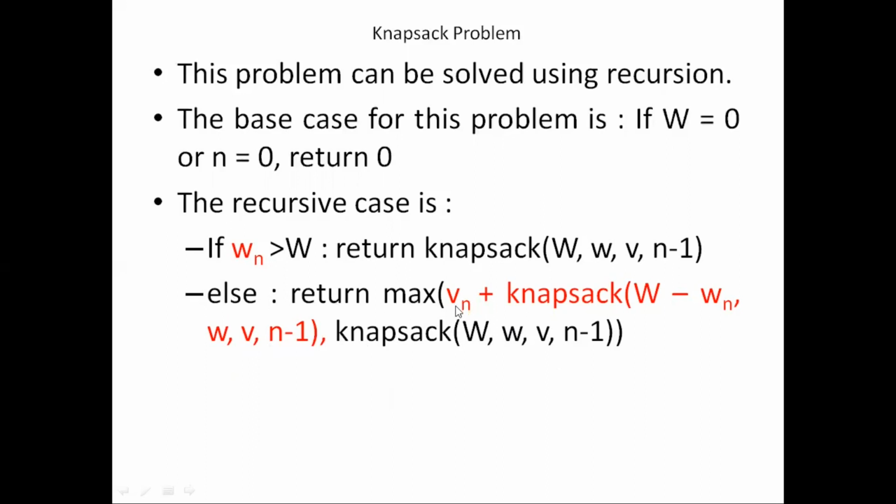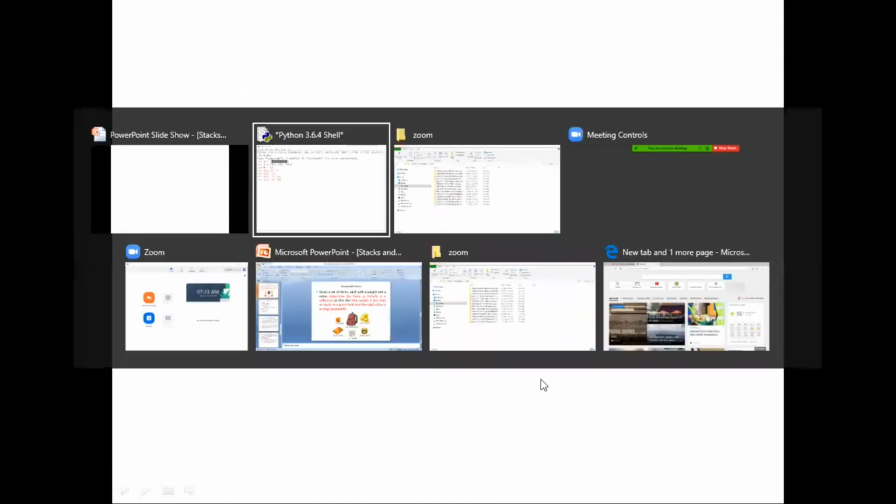Return max of V of n, value of n, plus Knapsack of capital W minus Wn, that is the new capacity, comma, weights, values, n minus 1, or Knapsack of W, weights, values, n minus 1. So this is the case when we don't choose the item, and this is the case when we choose the item. Which is the best one will be decided by the max function. This is how our program can be solved. Let us go to IDLE and try to solve this.